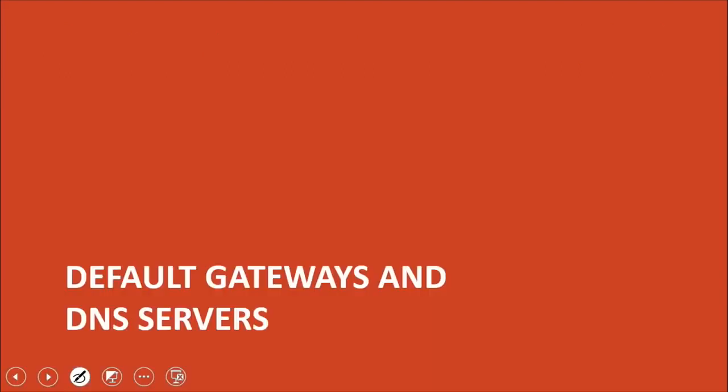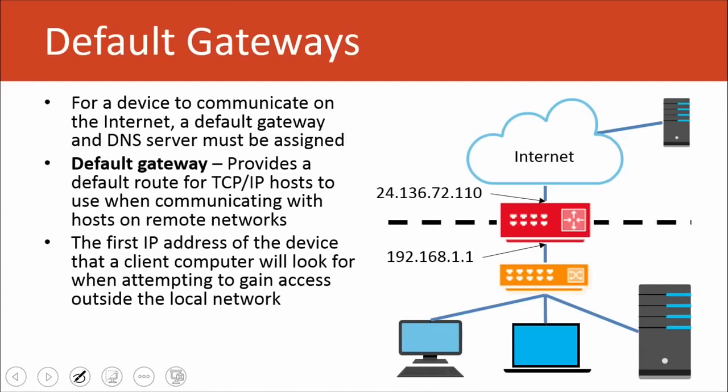Okay, so let's talk about default gateways and DNS servers. For a device to be able to access the internet, if you're on your computer right now, it has to have a default gateway, and you also probably will need a DNS server unless you are really good at remembering and recalling IP addresses. Default gateways provide default routes for TCP and IP hosts, our computers, our devices, to use when communicating with hosts across the internet. So anytime you send a text message, this process, default gateway is probably being used.